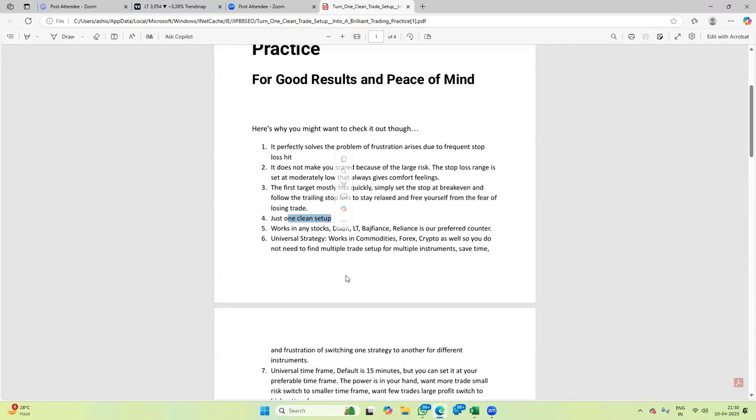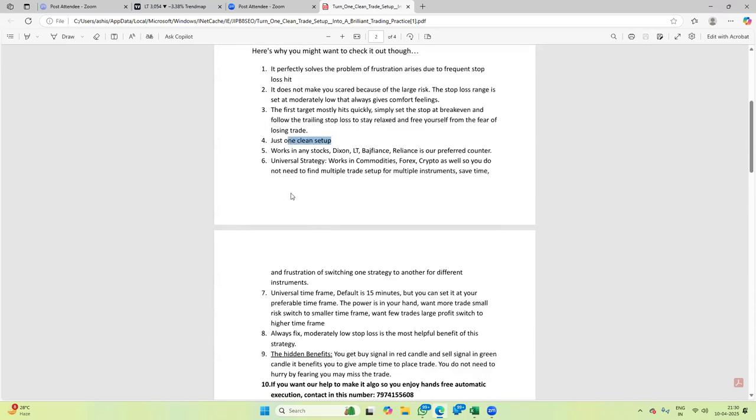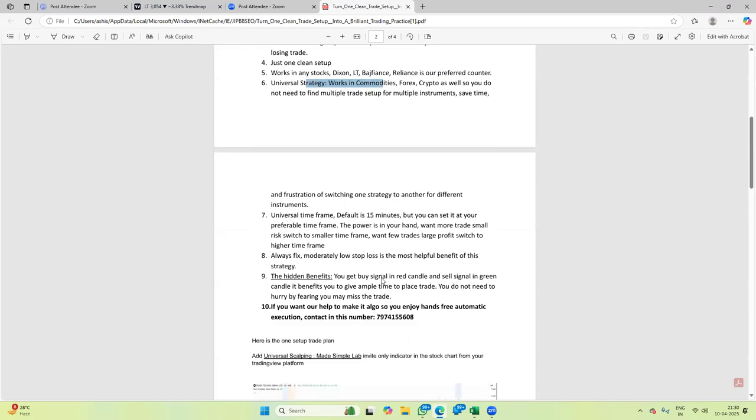Just one clean setup. There is no ambiguity. It is a very clean setup in a plain white chart, just a B or S appearing. Works in any stocks. That is also a point: a universal strategy. So those points are very, very important.